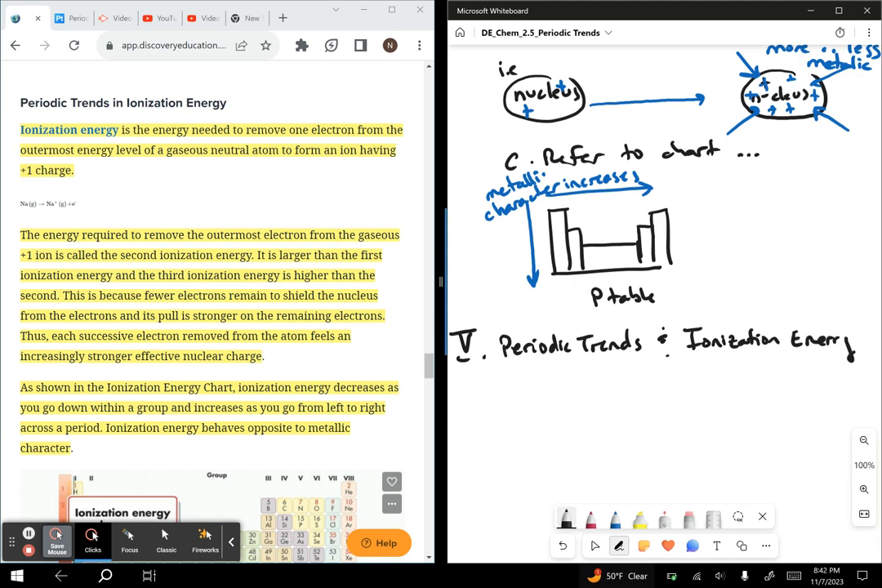Okay. What is ionization energy? The energy needed to remove one electron from the outermost energy level of a gaseous neutral atom to form an ion having a positive 1 charge. There you go. You always wanted to know. Now you know.